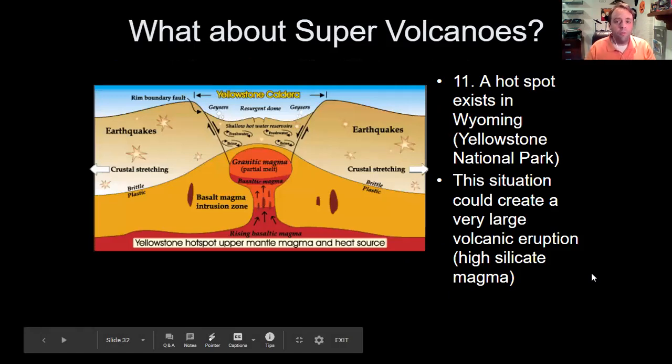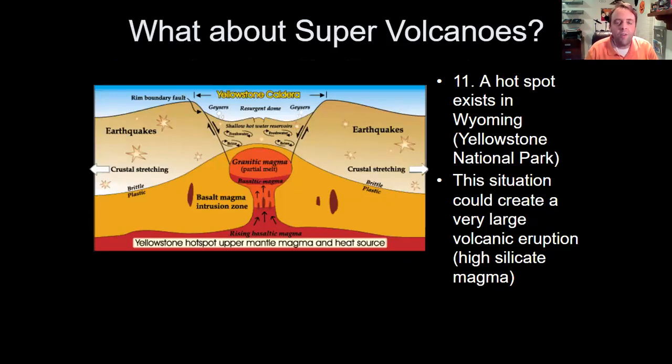What about supervolcanoes? Well, it's the same thing. It's a hotspot. Yellowstone National Park is a supervolcano. It is a very large magma chamber. It is a hotspot that stays put where the crust moves on top of it. But now it's erupting under continental crust. Continental crust, high in silica content. You get the picture. It can create a very, very large volcanic eruption and has for millions of years.